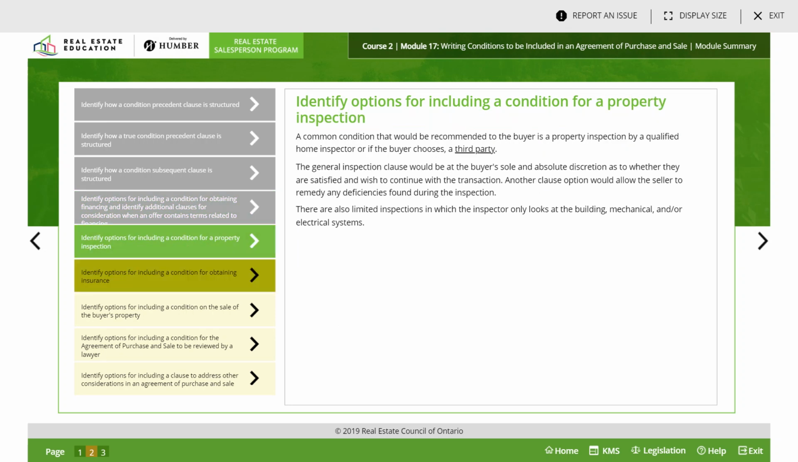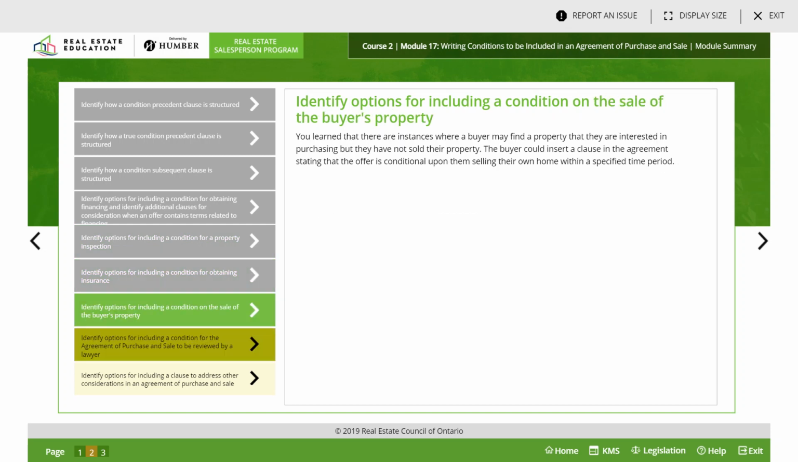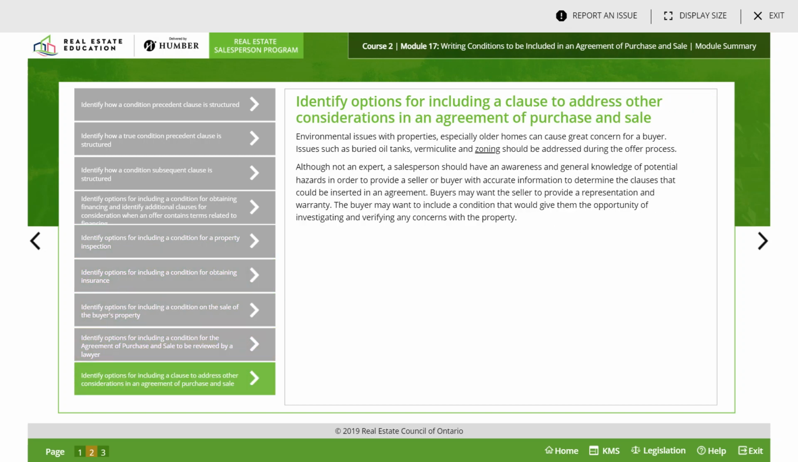Okay, so this was module 17. I hope this helped. I'm going to go over it again because I don't understand one of these clauses. I think it's the subsequent clause that I don't understand properly. I'm going to go back and read it again. But I hope you learned something.